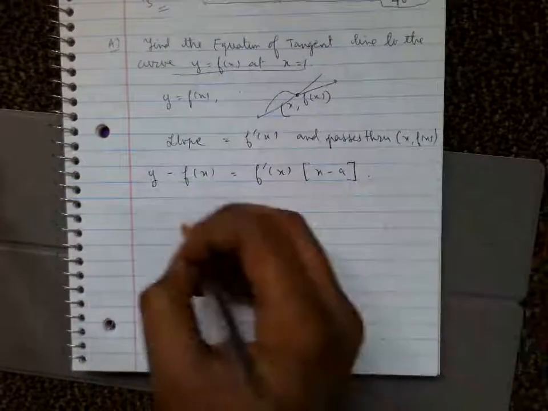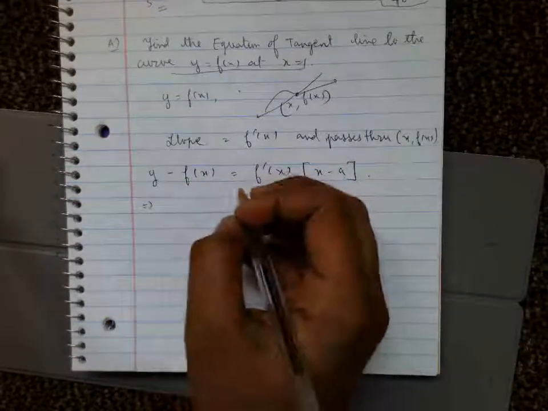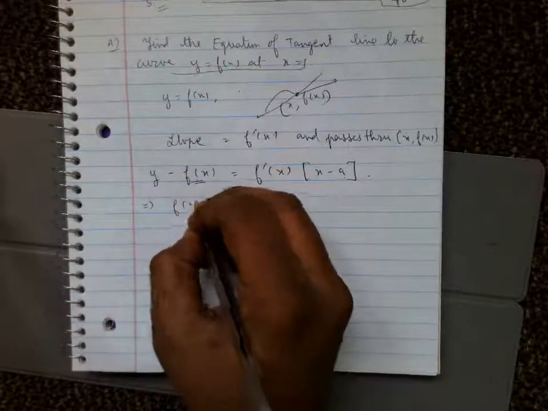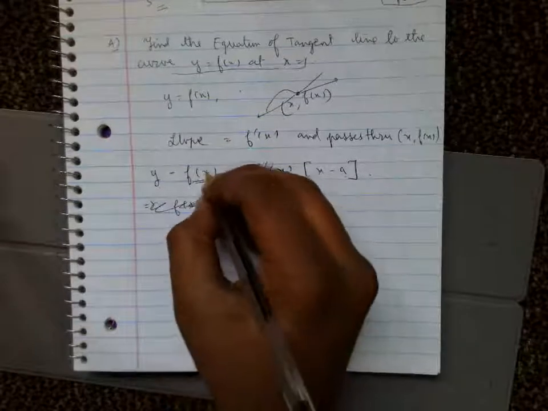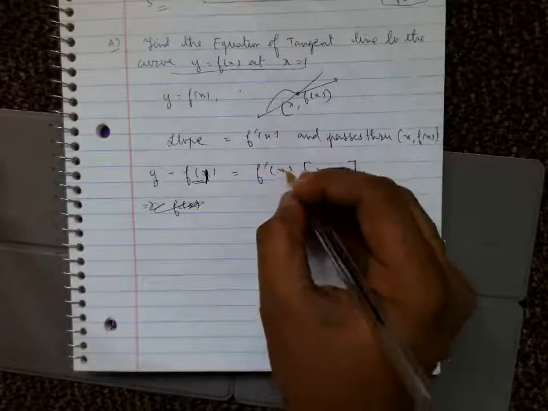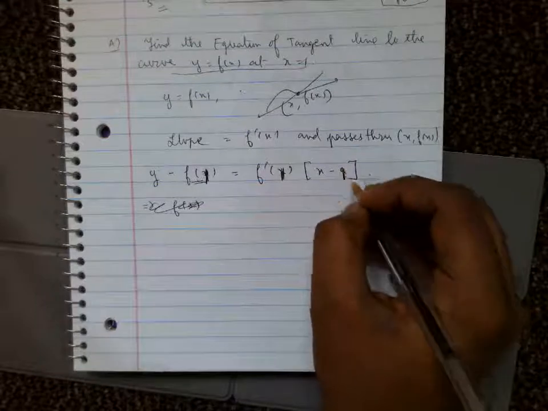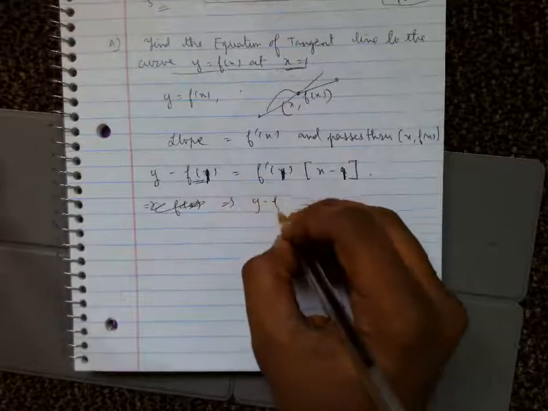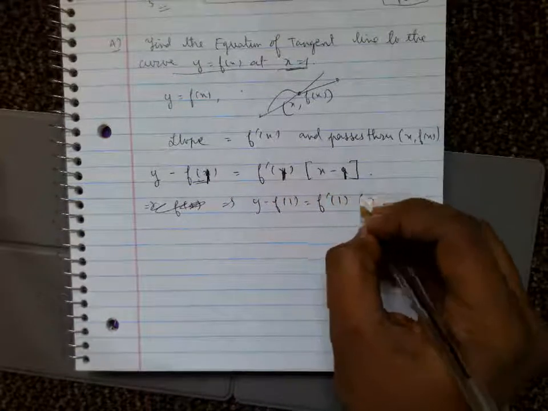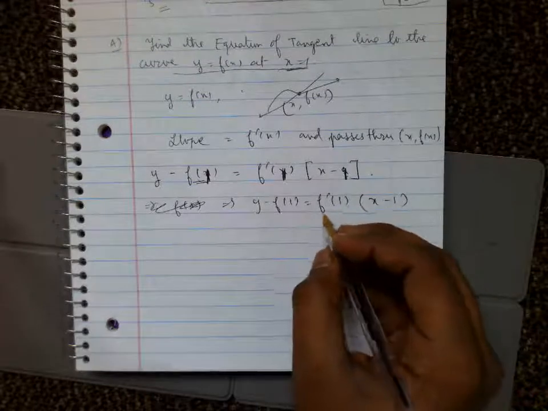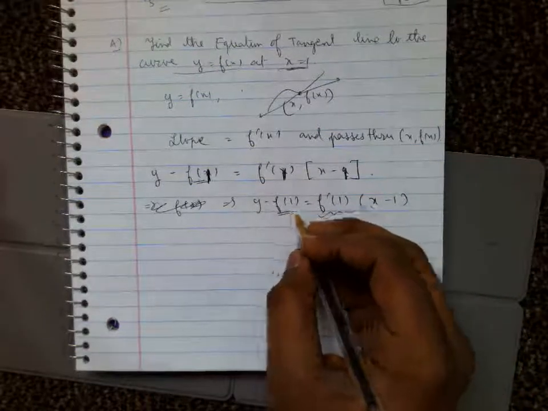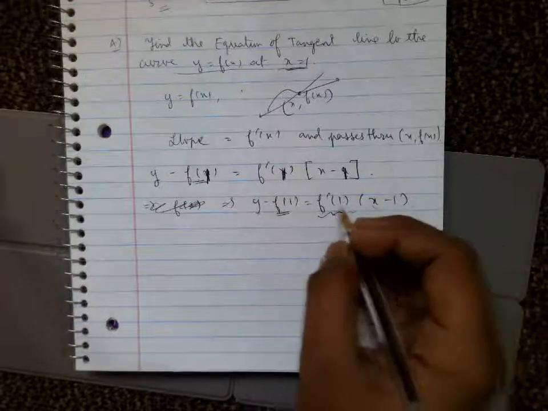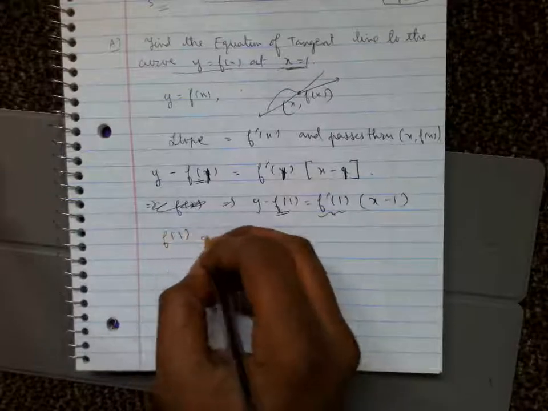Since x is equal to 1 here, we need the value of f of 1. So this is y minus f of 1 equals f prime of 1 times x minus 1, because we want the value at x equal to 1. So the equation can be written down like this. Now we want to find the value of f prime of 1, because y and x are variables and the rest of the terms are known. So f of 1 is, let's substitute.